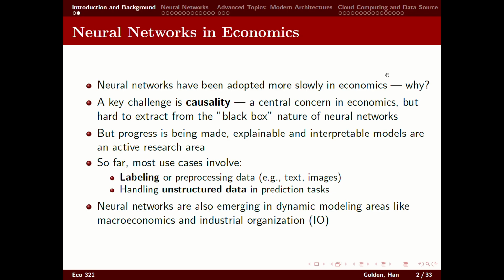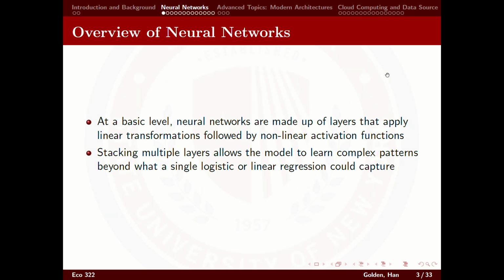It's not going to get there. These fundamentally, kind of the point is that you don't know exactly what it's doing all the time. You know roughly what it's doing, but you don't know what data it looks at because it's supposed to be incredibly complicated. Most use cases involve labeling unprocessed data, handling unstructured data, and prediction tasks. Neural networks are also emerging in dynamic modeling in areas like macroeconomics and industrial organization in economics.